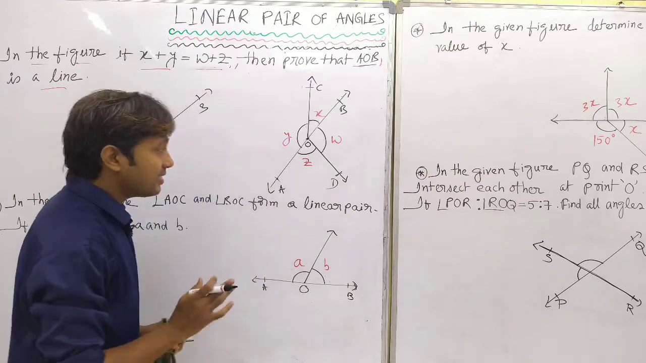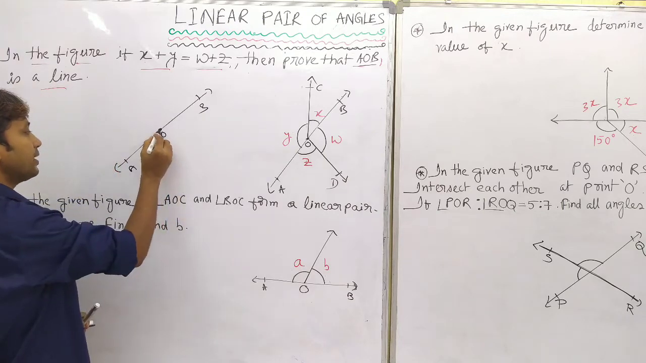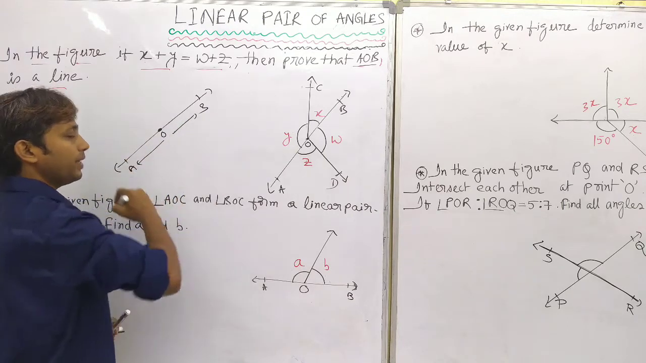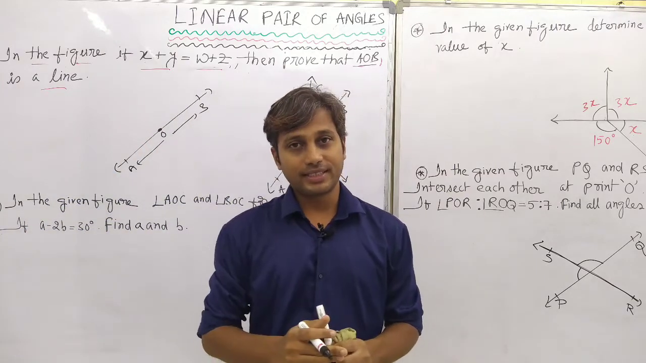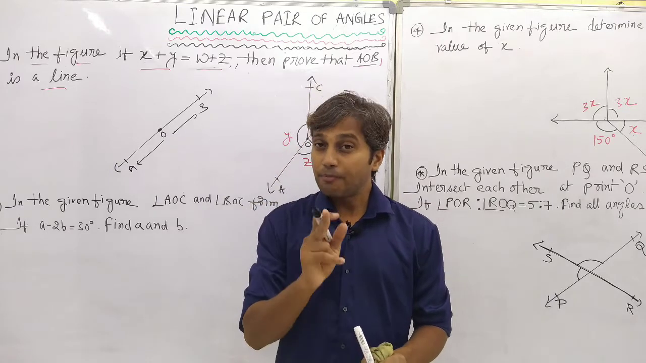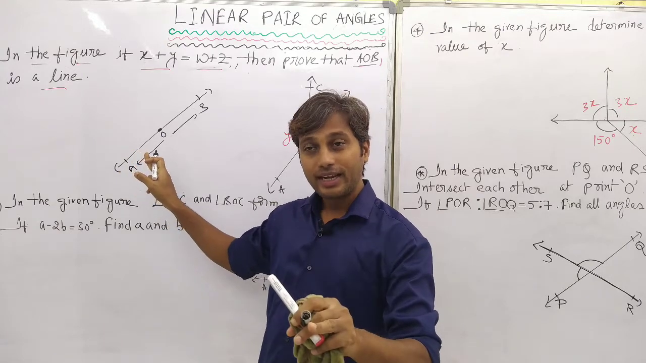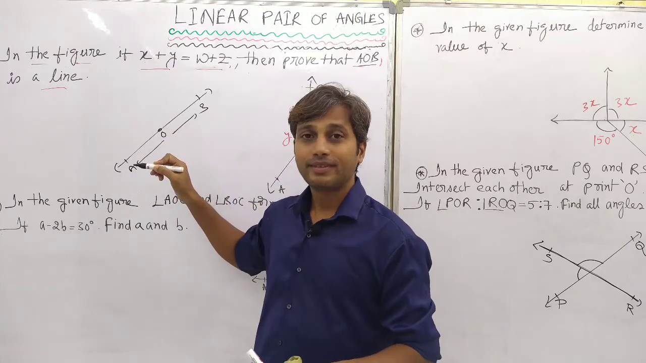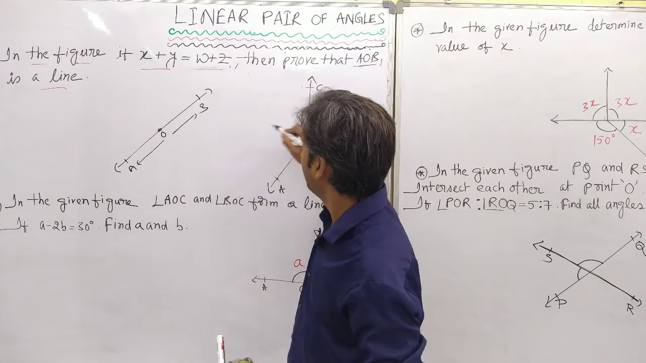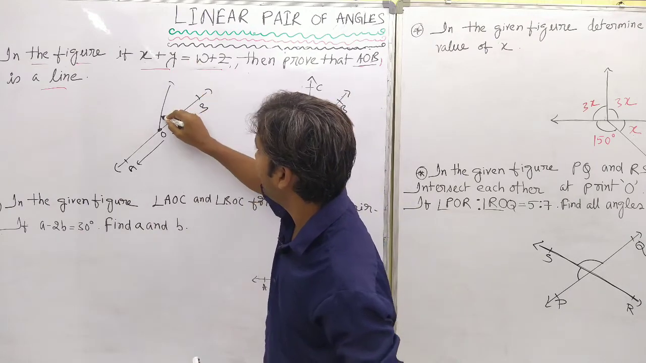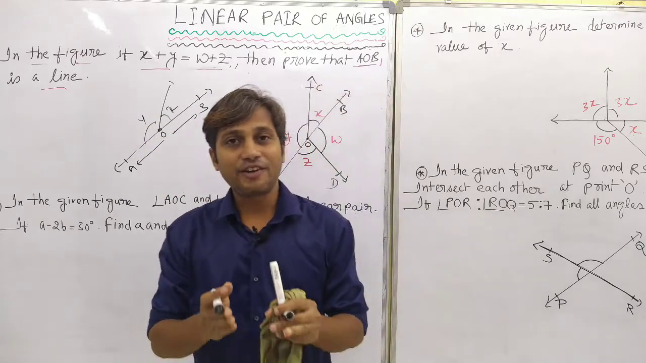Actually, what is this? This is an association of two different rays. What are those two rays? The first one is OA and the second one is OB. It's a union of two different rays, but they will represent a single straight line when they are oppositely directed to each other and when they have a common point. That means the angle formed by them should be like, for example, here we have x and y.